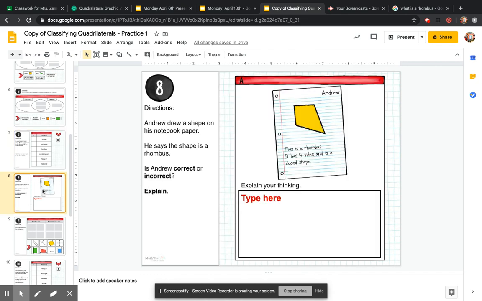Next slide. This one is kind of a challenge question. It says Andrew drew a shape on his notebook paper. He says the shape is a rhombus. Is Andrew correct or is he incorrect?